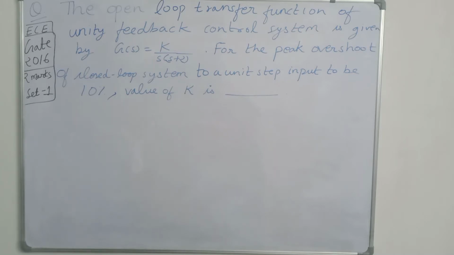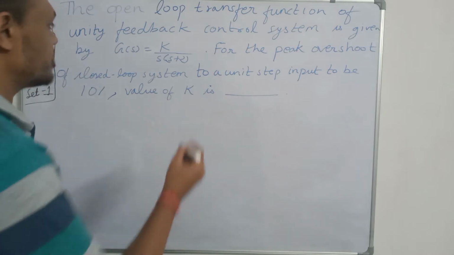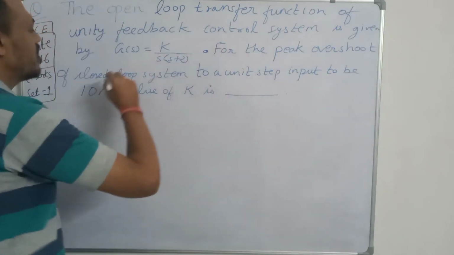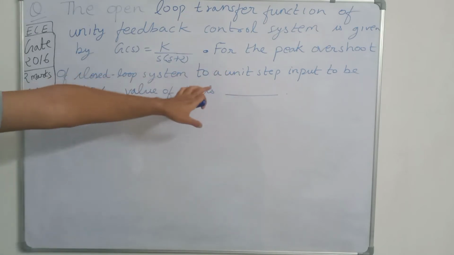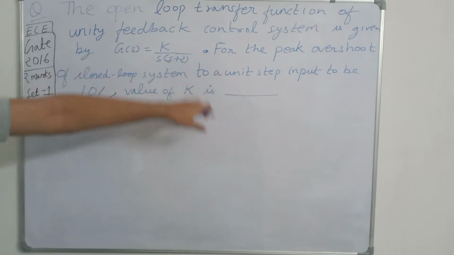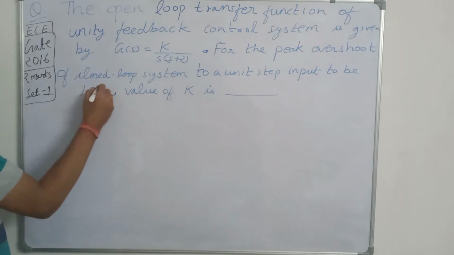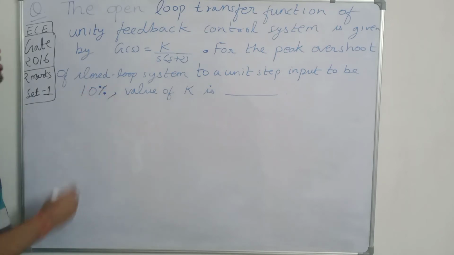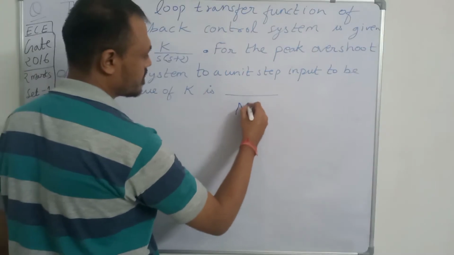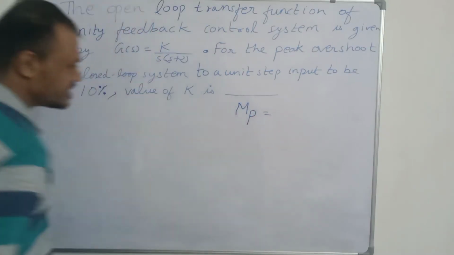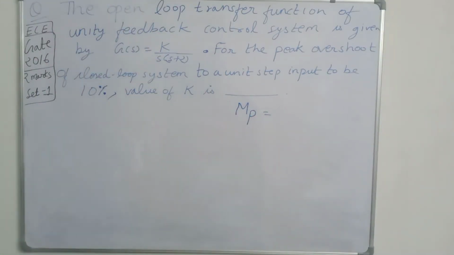and then it says that the peak overshoot of the closed loop system to a unit step input is to be 10%. So the peak overshoot is 10%, and we have to find the value of K. The peak overshoot is denoted by Mp, capital M and subscript p.